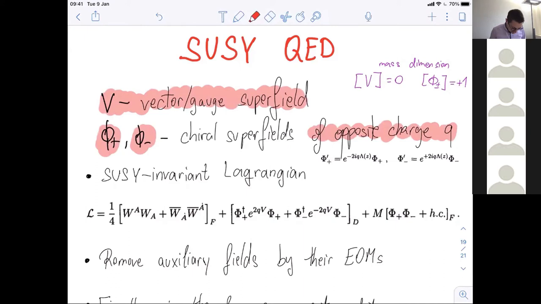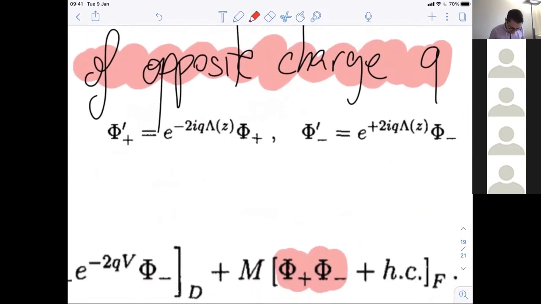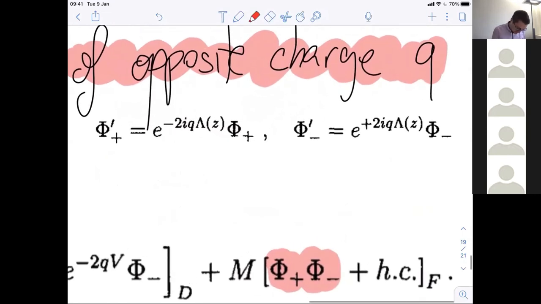This is the SUSY invariant Lagrangian. Okay. The first term is the mass for the electron, for instance. This is just phi plus phi minus, and this is the gauge transformation. So remember, we are doing the gauge transformation by this parameter lambda. It's a local transformation. It depends on the super coordinate, okay? Lambda depends on the super coordinate.